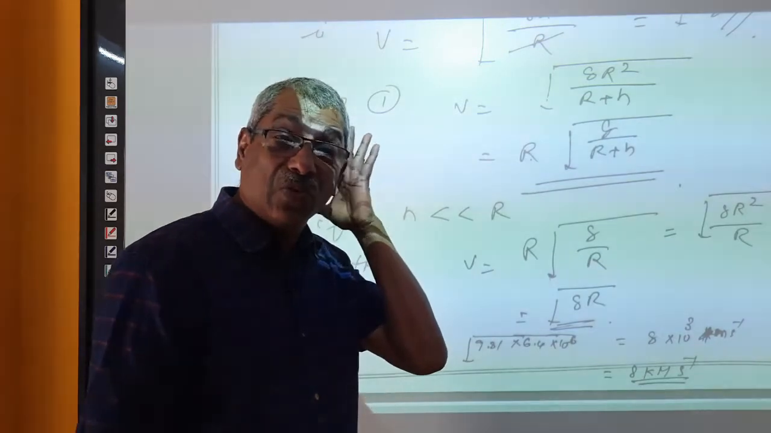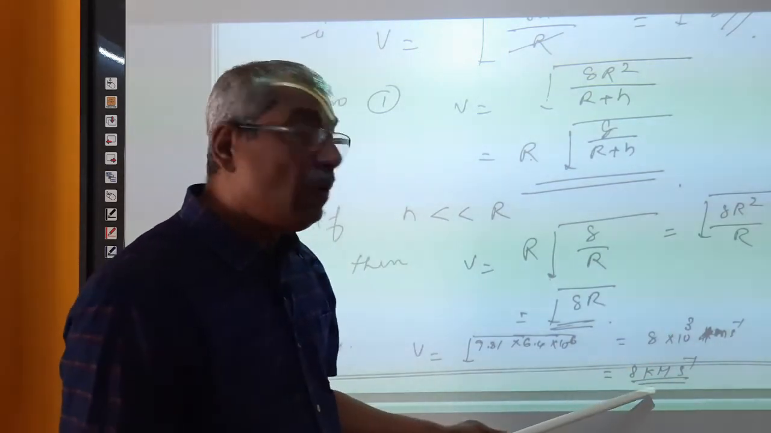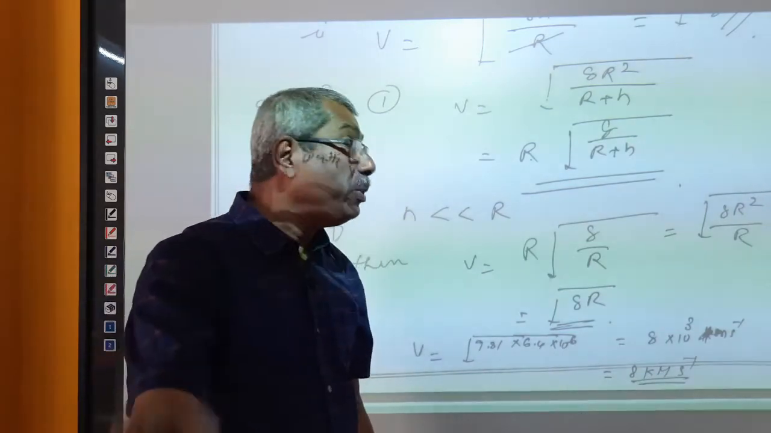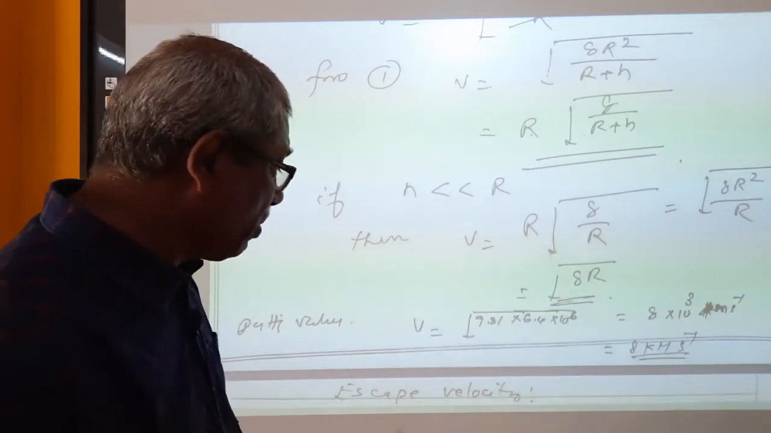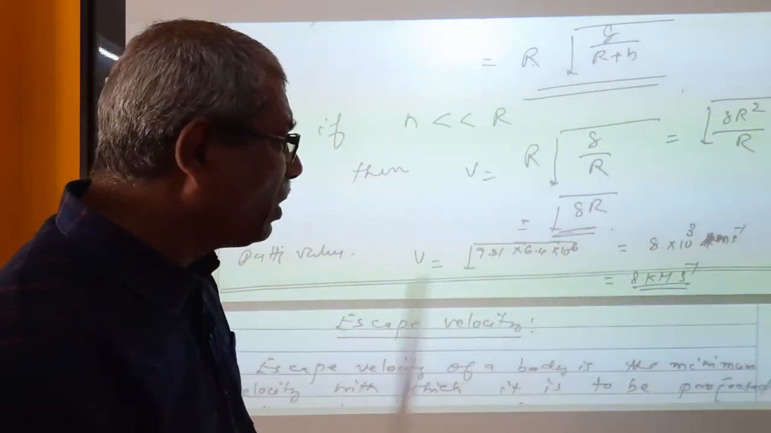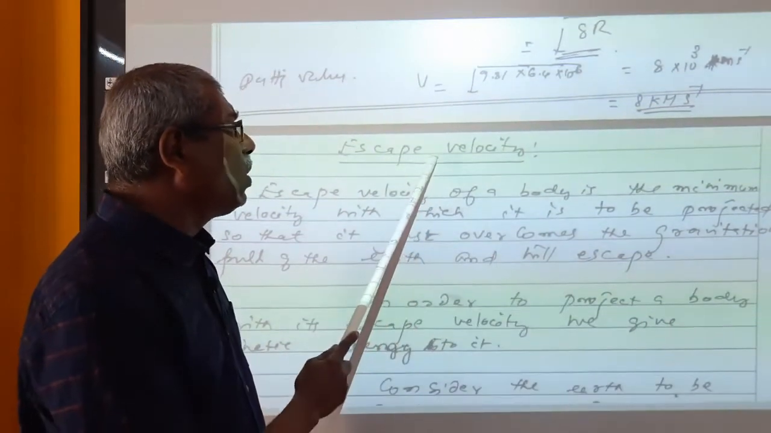Any satellite which is very close to the surface of the earth, at least its velocity must be 8 kilometer per second. This is about orbital velocity. Orbital velocity is the velocity of the satellite which is moving around the earth in a fixed orbit. Next is called escape velocity.